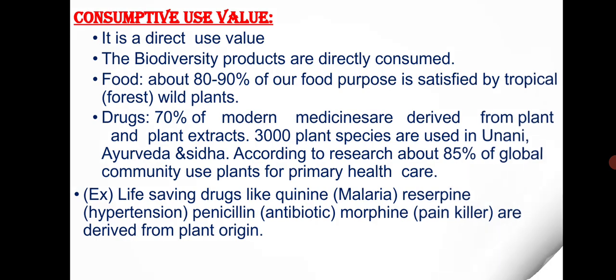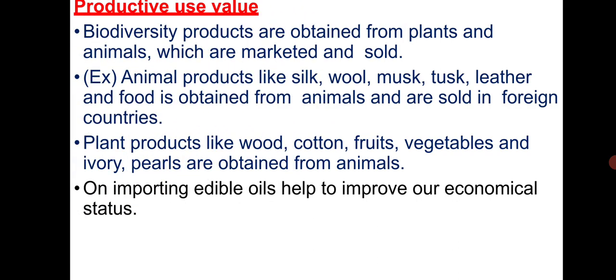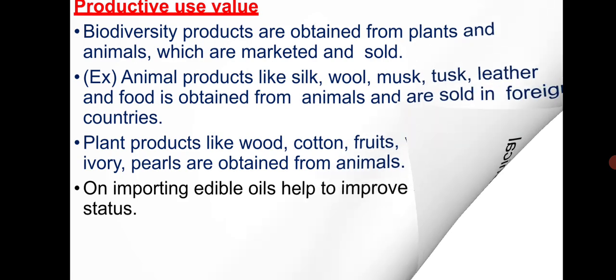Then the second one is the productive use value. Productive use value means the biodiversity products obtained from plants and animal species are marketed and sold. Their byproducts are marketed, and via selling we get the benefit. Like animal products such as silk, wool, musk, tusk, leather and food which are obtained from animals are marketed and sold in foreign countries. Plant products like wood, cotton, fruits and vegetables, and ivory and pearls obtained from animals, as well as exporting edible oils, also help to improve our economic status.